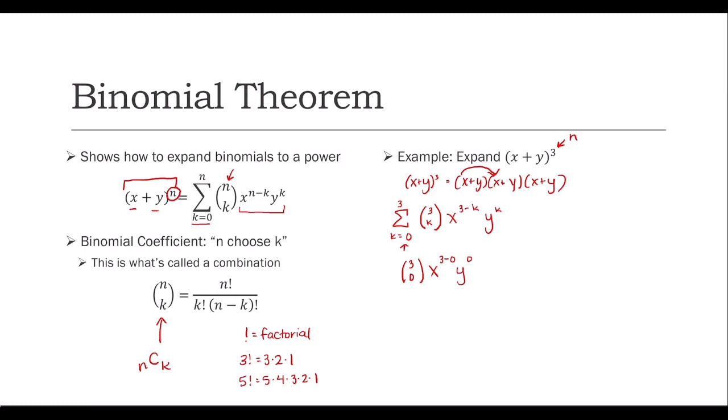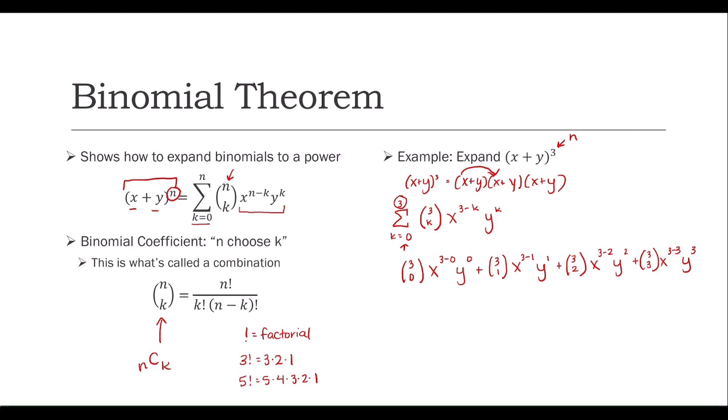Then we'll go up to k equals 1. So you do plus 3 choose 1, because k is 1 now, times x to the 3 minus 1, y to the 1, plus, now k is 2. So we have 3 choose 2, x to the 3 minus 2, y to the 2, plus, now we have k equals 3. So this is going to be our last one. So we have 3 choose 3, x to the 3 minus 3, y to the 3.